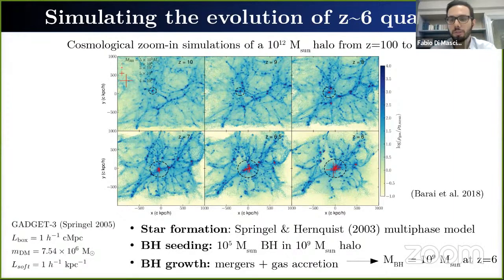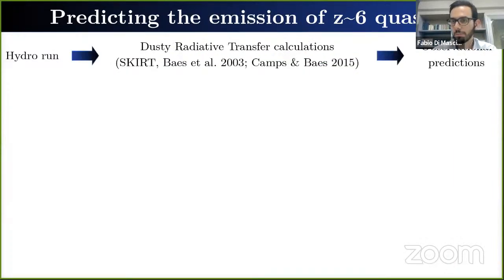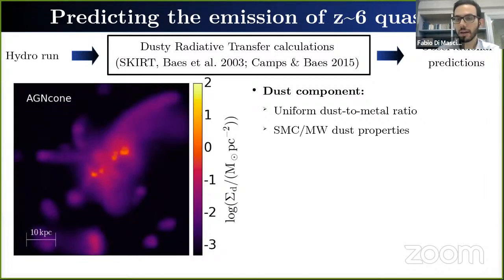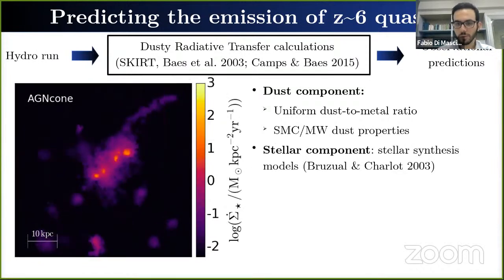We then also wanted to infer observational predictions from this object, and so we performed the radiative transfer calculation with the code SKIRT. We focused on a particularly interesting snapshot, and here you can see the gas distribution. Then for the radiative transfer setup, we have to infer the dust component, because dust is not explicitly followed in the simulation. So we assume a uniform dust-to-matter ratio, and dust properties typical of either the SMC or the Milky Way. We then, of course, include stellar radiation.